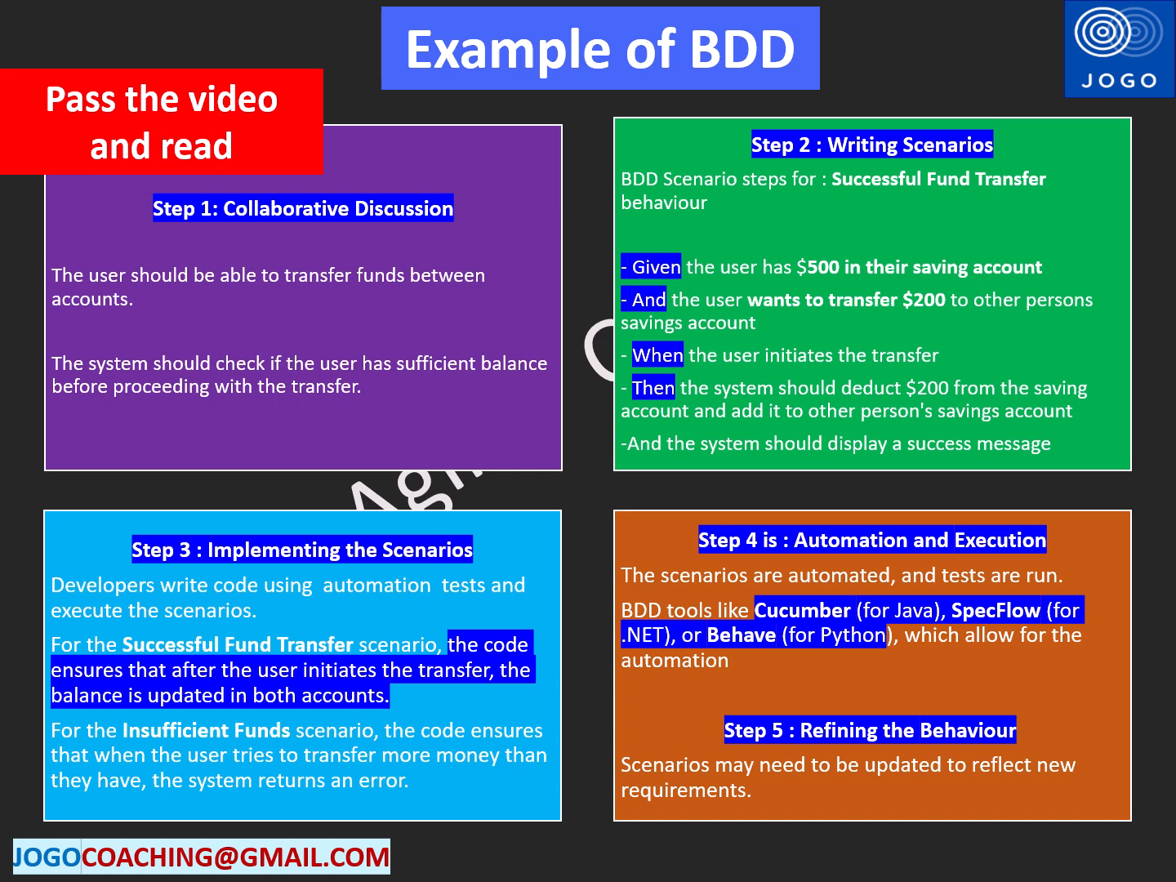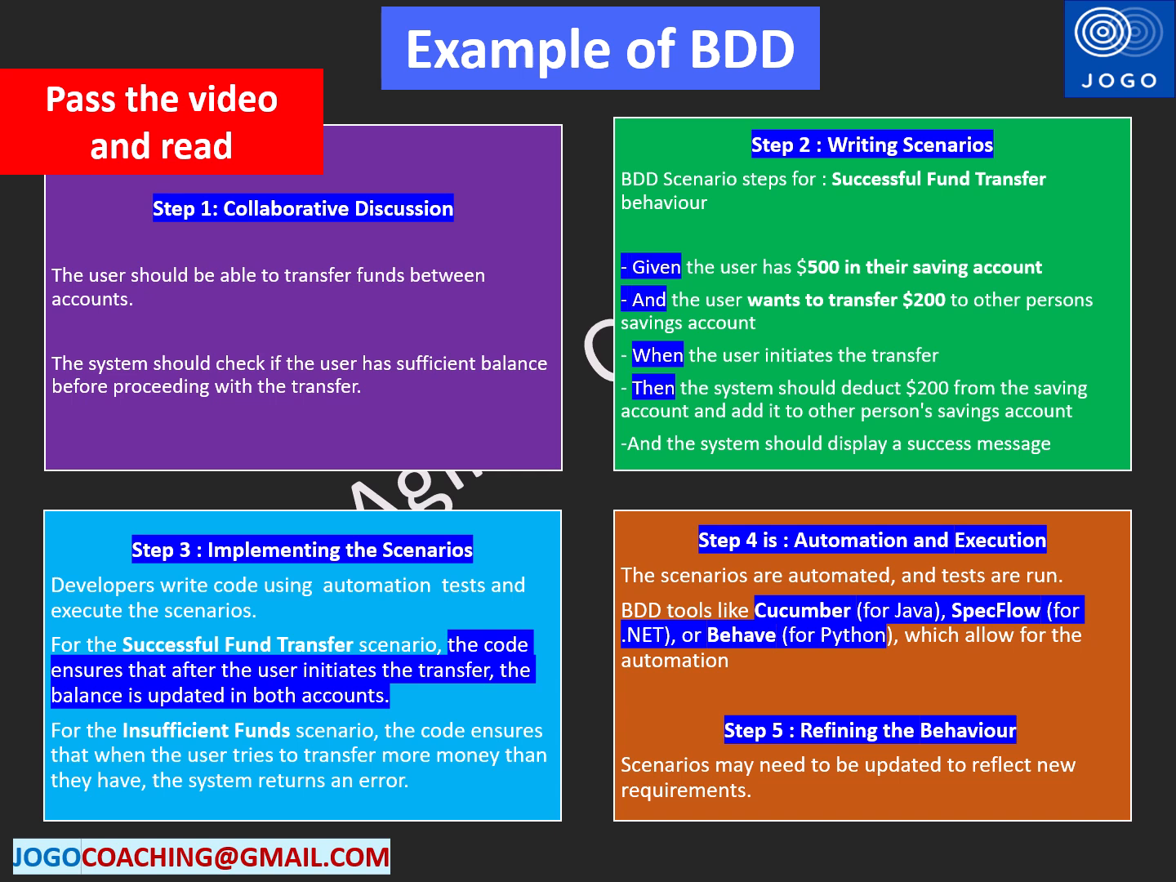The product owner defines the following requirements. The user should be able to transfer funds between accounts. The system should check if the user has sufficient balance before proceeding with the transfer. This is the first step. The second step is writing scenarios. Using the given, when, then format, the following scenarios are written to define the behavior.